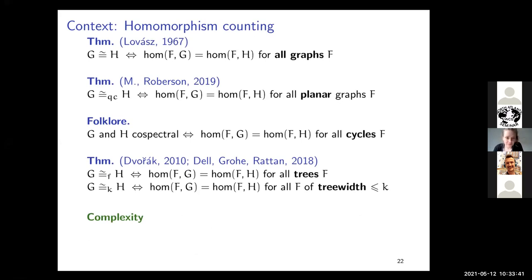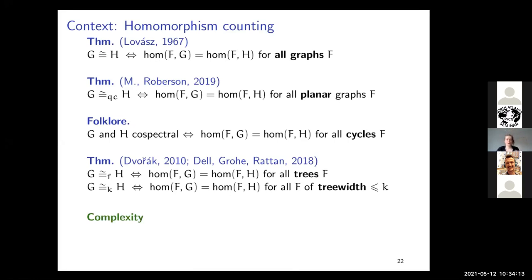Can you tell me, because I somehow missed it, what is the meaning of fractional isomorphism? It's a linear relaxation of isomorphism. One way to define it is to ask for a doubly stochastic matrix S such that S times the adjacency matrix of G is equal to the adjacency matrix of H times S. Okay, thank you. You said it, but I somehow missed it.